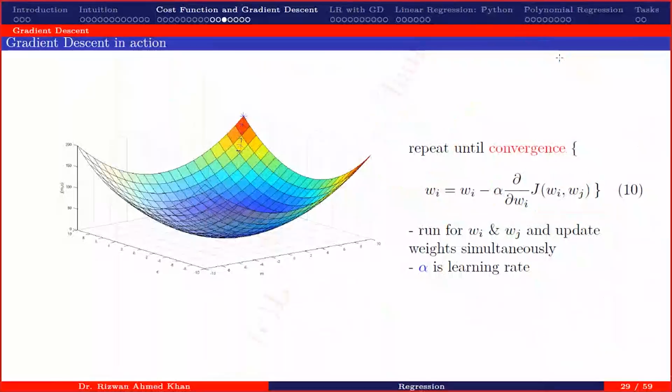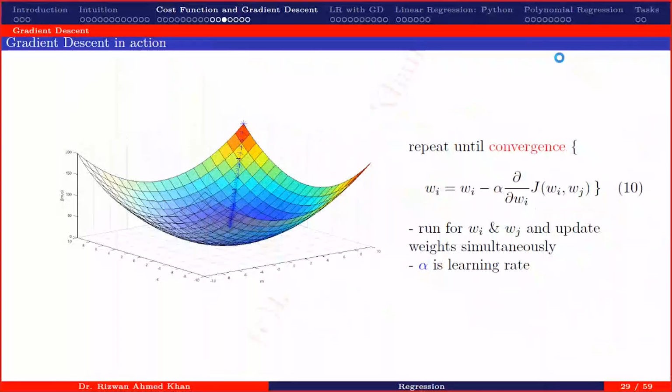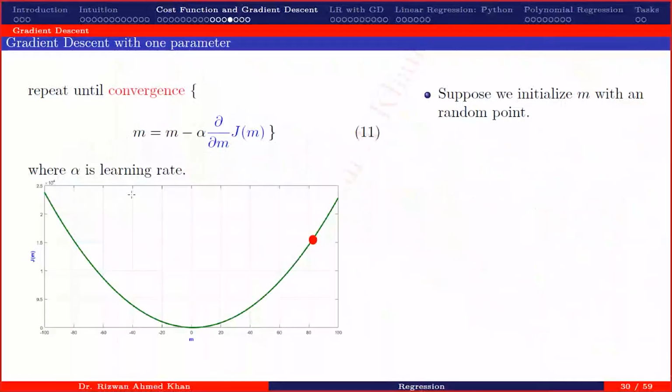Okay, let me move forward. So this is how this algorithm converges. Let's say alpha is the learning rate, and let's say the algorithm is over here.